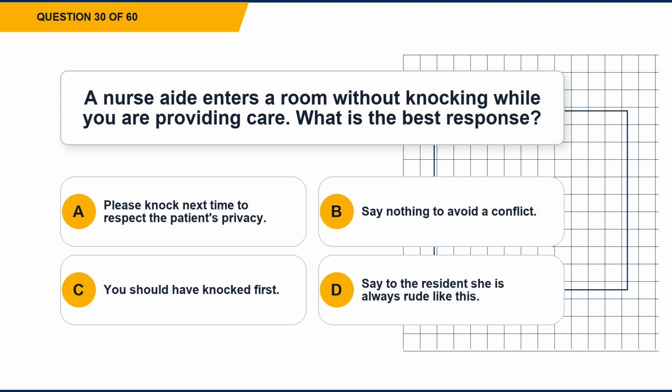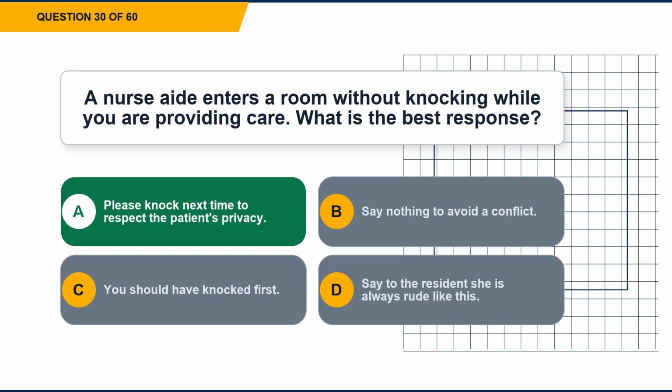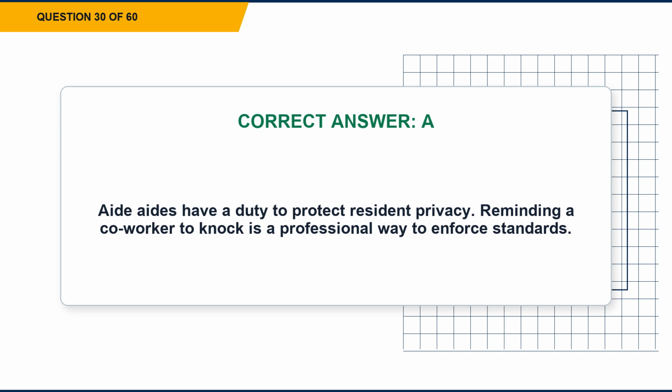Question 30. A nurse aide enters a room without knocking while you are providing care. What is the best response? Option A. Please knock next time to respect the patient's privacy. Option B. Say nothing to avoid a conflict. Option C. You should have knocked first. Option D. Say to the resident she is always rude like this. The correct answer is option A. Please knock next time to respect the patient's privacy. Explanation. Aides have a duty to protect resident privacy. Reminding a coworker to knock is a professional way to enforce standards.